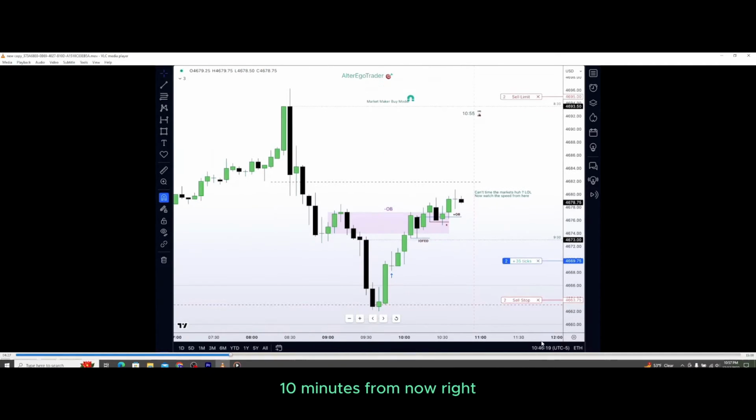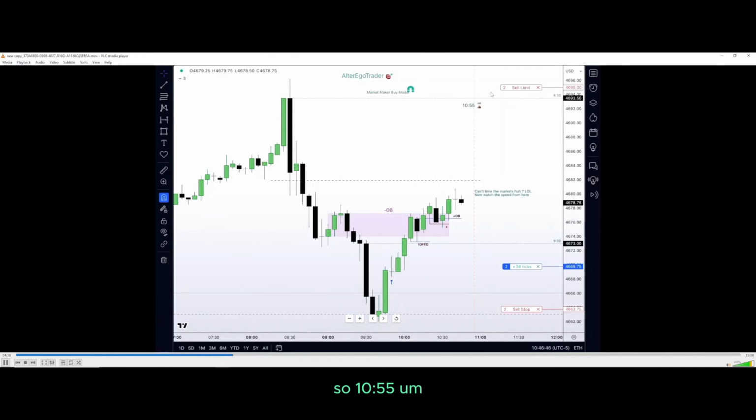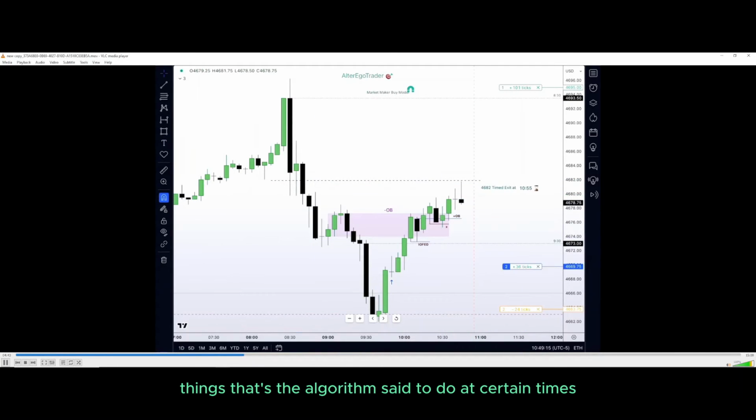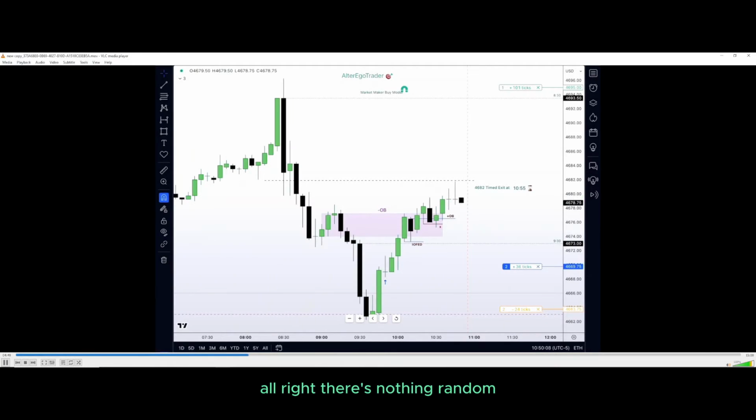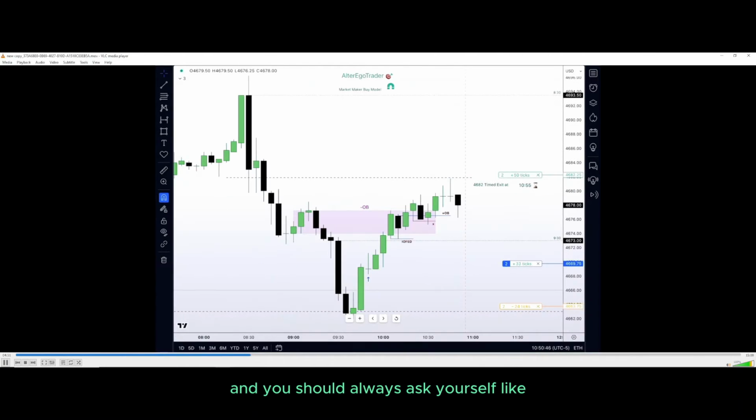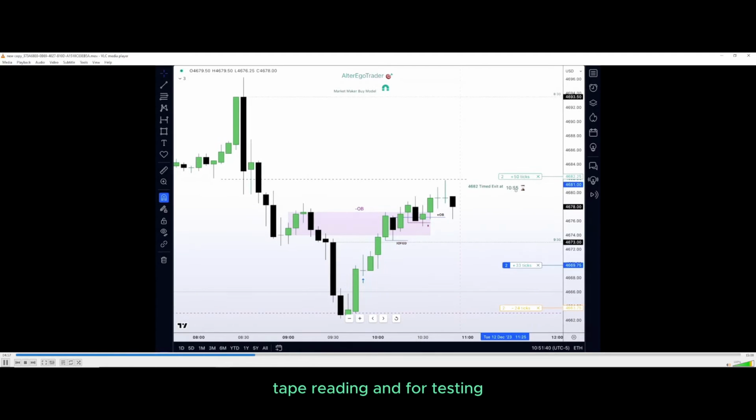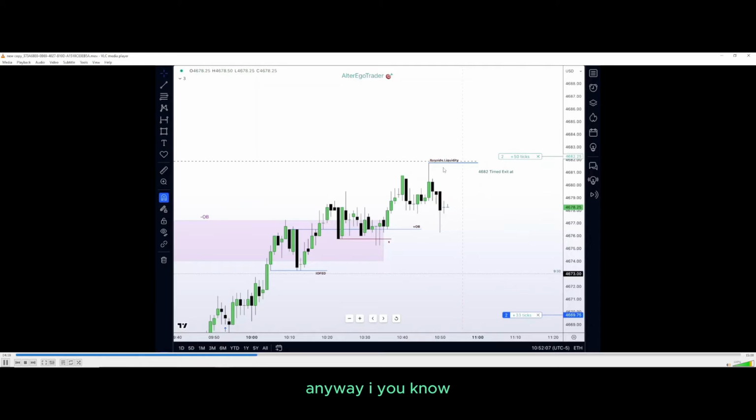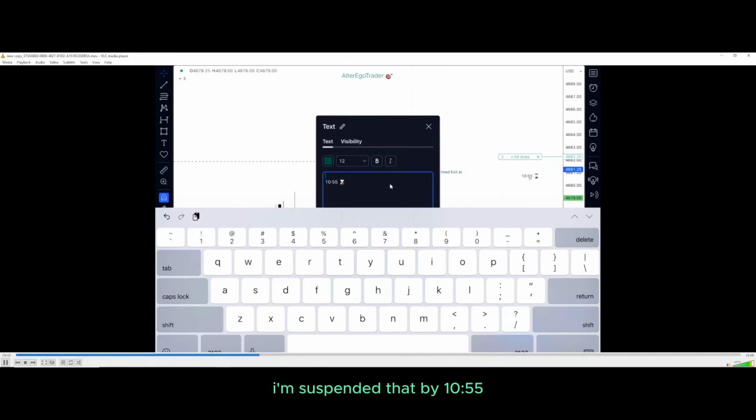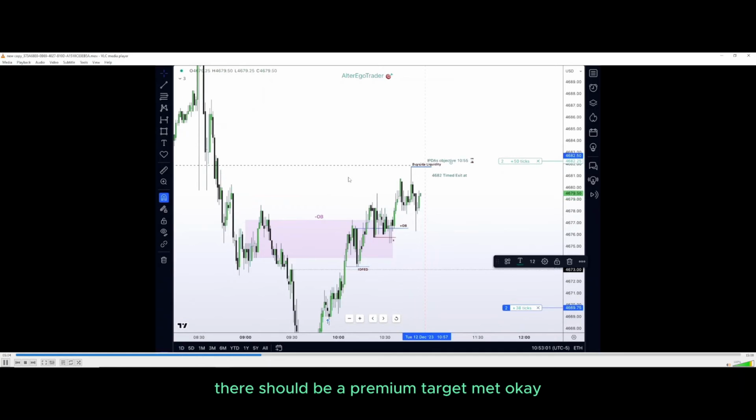That's about 10 minutes from now. So at 10:55, I was anticipating the algorithm doing something. What do I mean by doing something? Price could be doing anything at any time, but actually there are things that the algorithm is set to do at certain times. There's nothing random. And you should always ask yourself why it's doing certain things, and investigate by backtesting, tape reading, and forward testing.